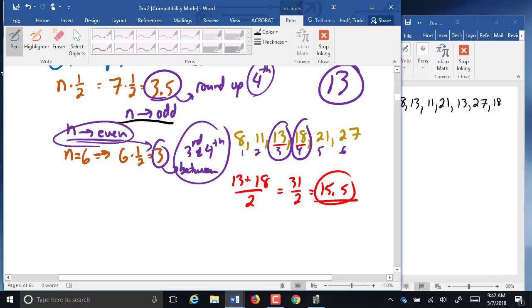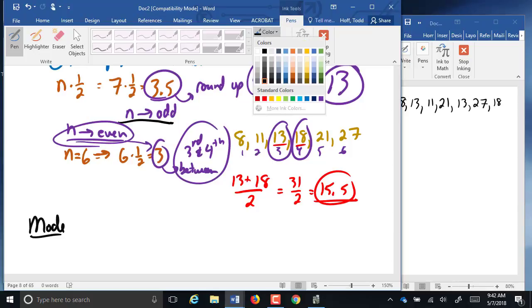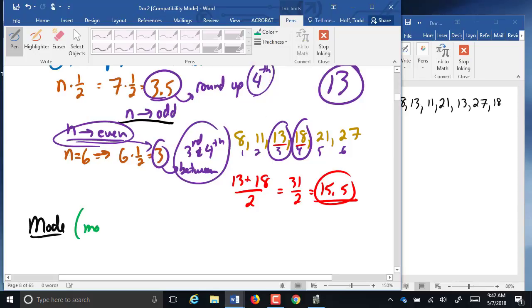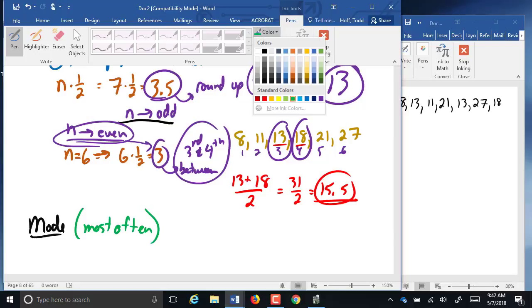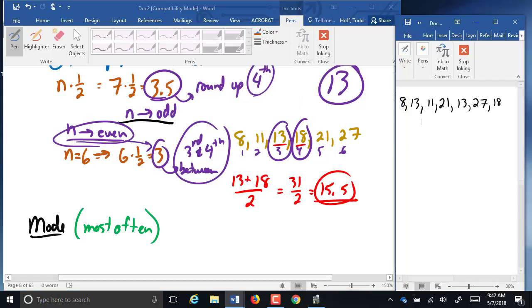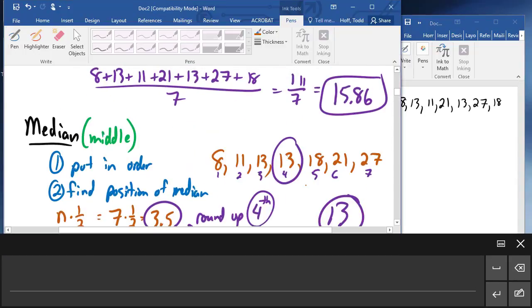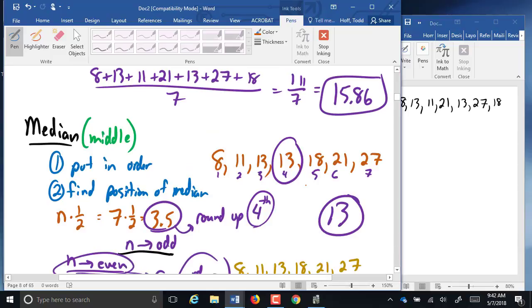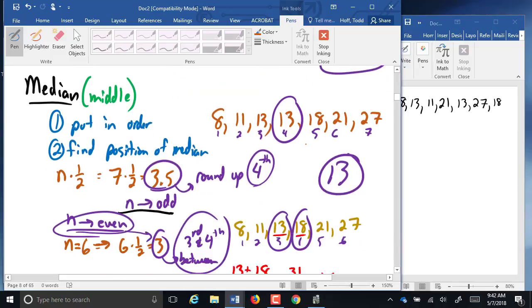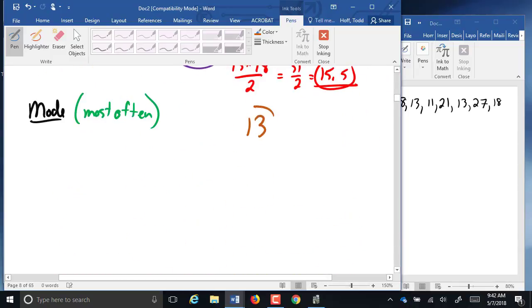The third measure of center we're going to talk about is called the mode. The mode is simply the number that occurs most often. The mode in this set of numbers over here, the 13 is the only number that appears twice. That means my mode has to be 13.